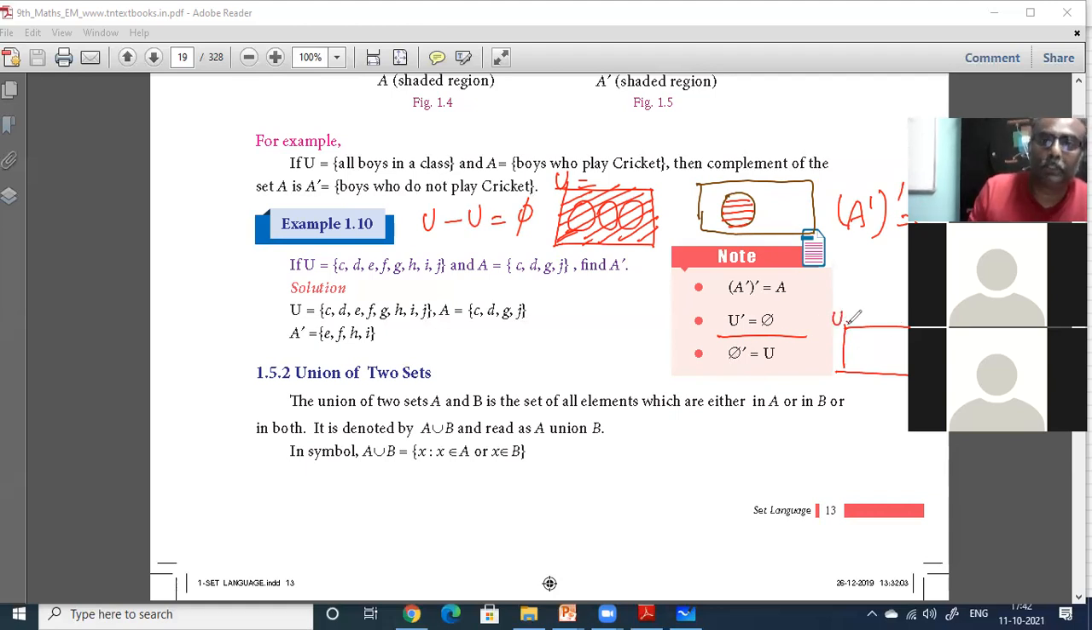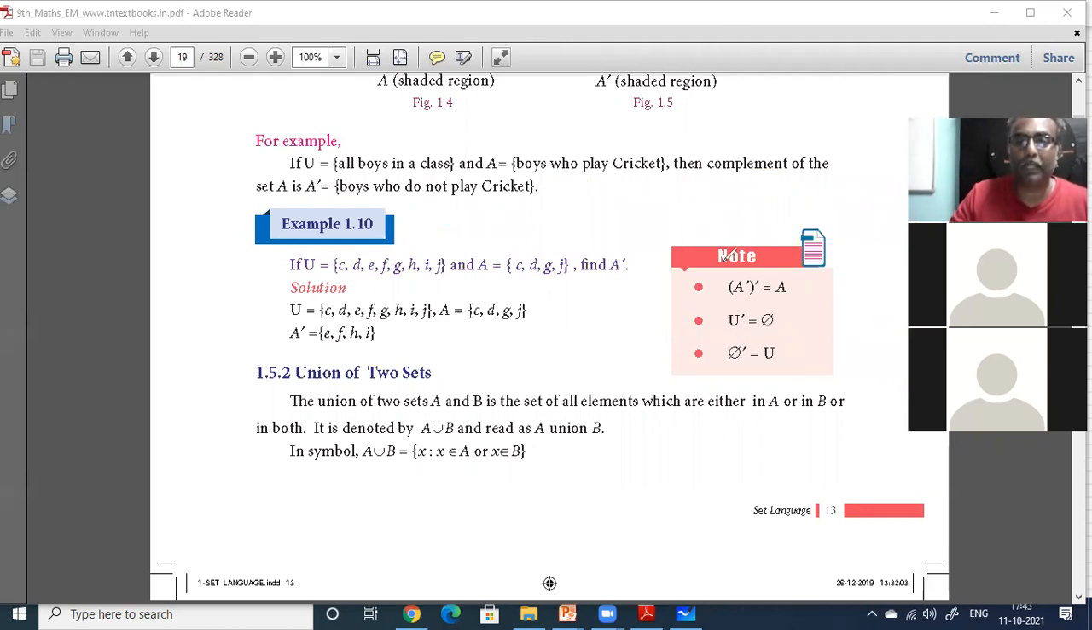Nothing. U is there. You cannot shade anything. Same way, null set complement will be U. Null set is nothing. That means opposite of nothing will be everything. So again, this is null set complement equal to U. You should understand that. Very important, small but important details. You are understanding these things? Are you guys getting it? Simple, but very interesting facts.